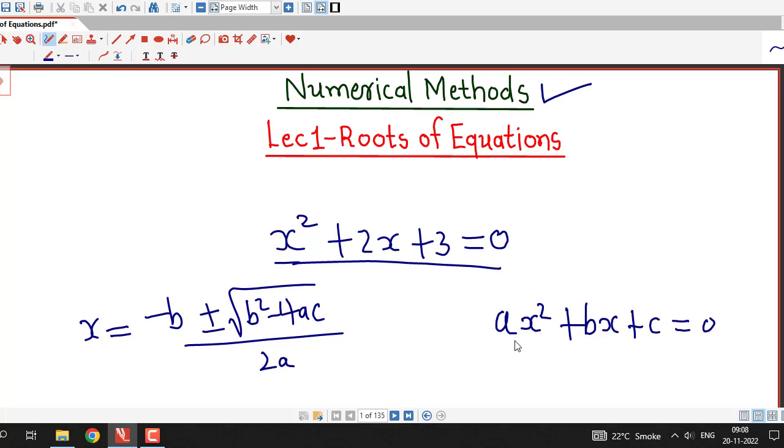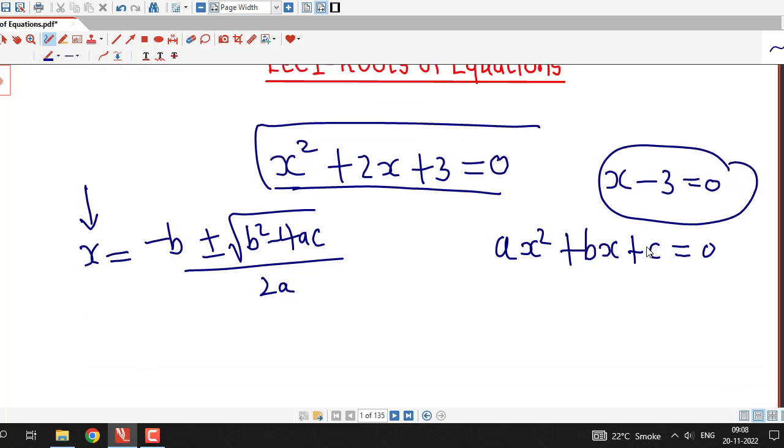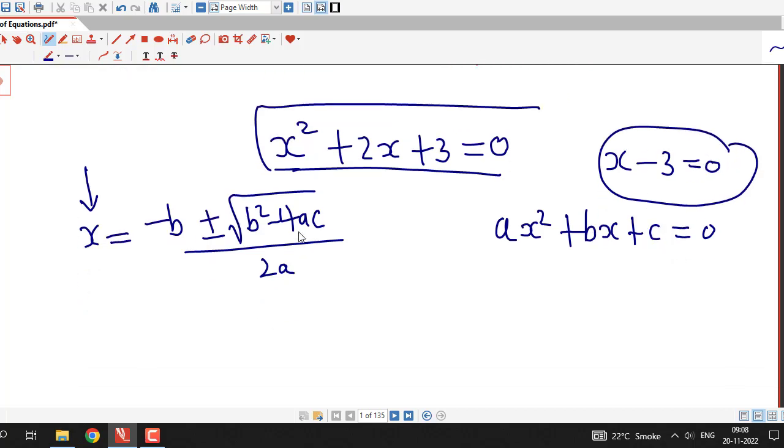Coefficient of x square is a, coefficient of x is b, and c is the constant term. So this direct formula is available for quadratic equation. For linear equation also we can easily find the root of this equation, that is x equal to 3. But suppose we have higher degree polynomial equations.